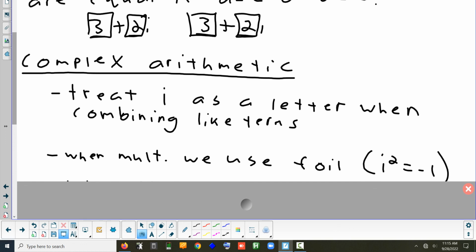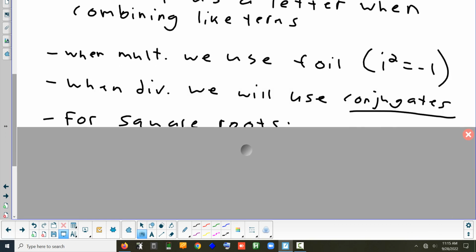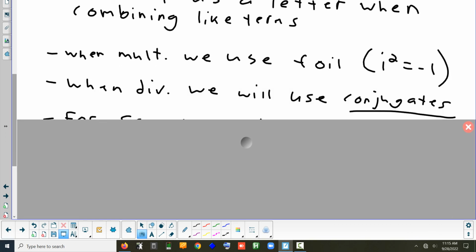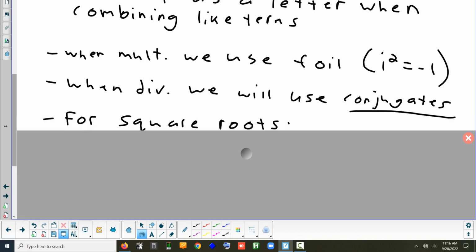Whenever we multiply, we're going to end up using the double distributive property, or foiling. We're going to end up with some i squareds. If you ever get an i squared, you need to change it to -1. Do not leave i squared in the answer. When we do division, I'm going to show you how to do it with what's called a conjugate. And conjugates are something we're going to use several times. We're going to talk about conjugates again, but we're going to use the conjugate trick here to do division.